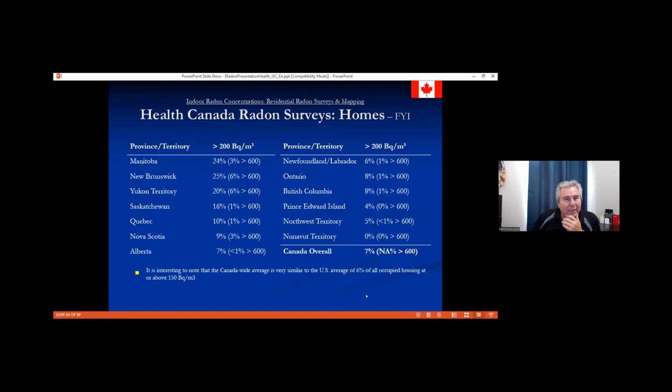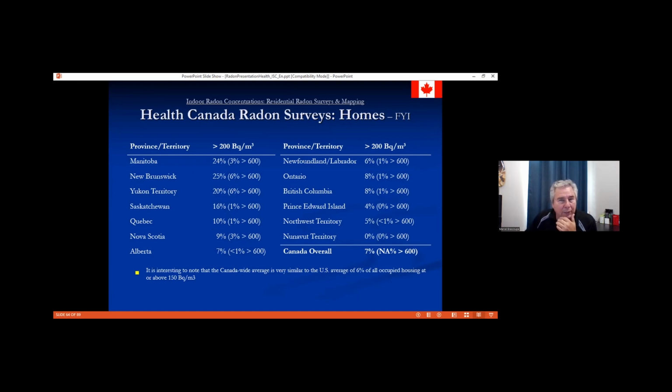So Health Canada actually did a radon survey back in 2012. I think it was 14,000 homes in every province of Canada. And these are the results they got. So in New Brunswick, as an example, they estimated that 25% of the homes they measured showed levels above 200. Manitoba, 24%, Yukon, 20%, etc. In Quebec, it was about 10%. And overall, it was about 7% of the homes that had levels greater than 200.